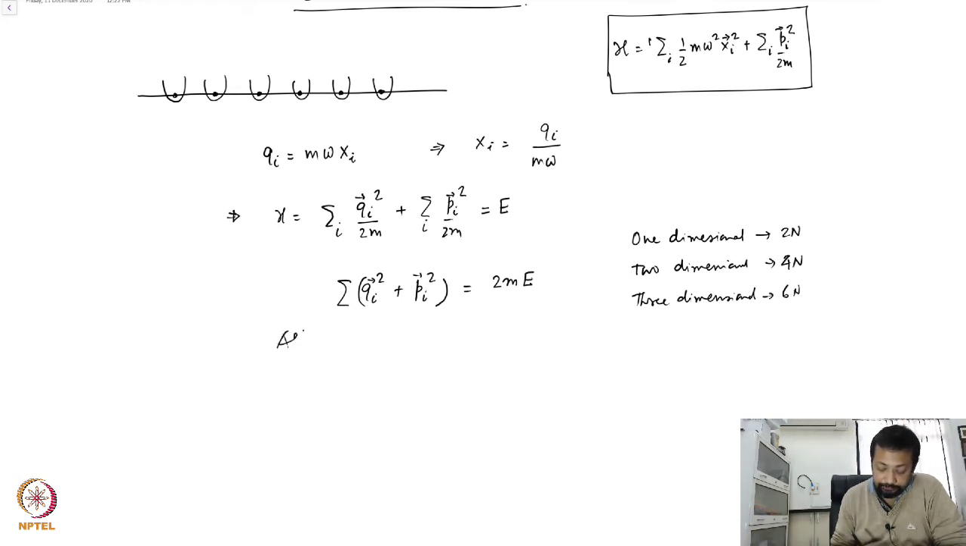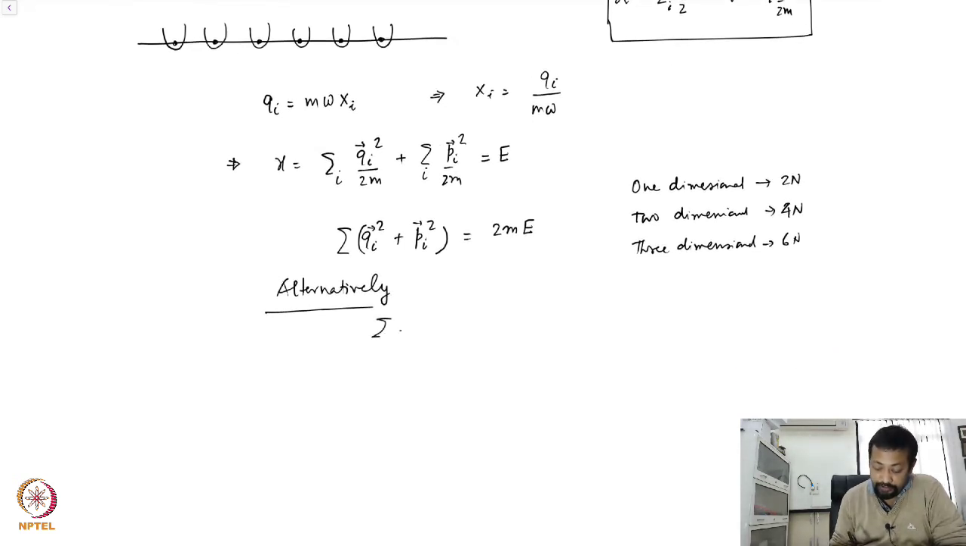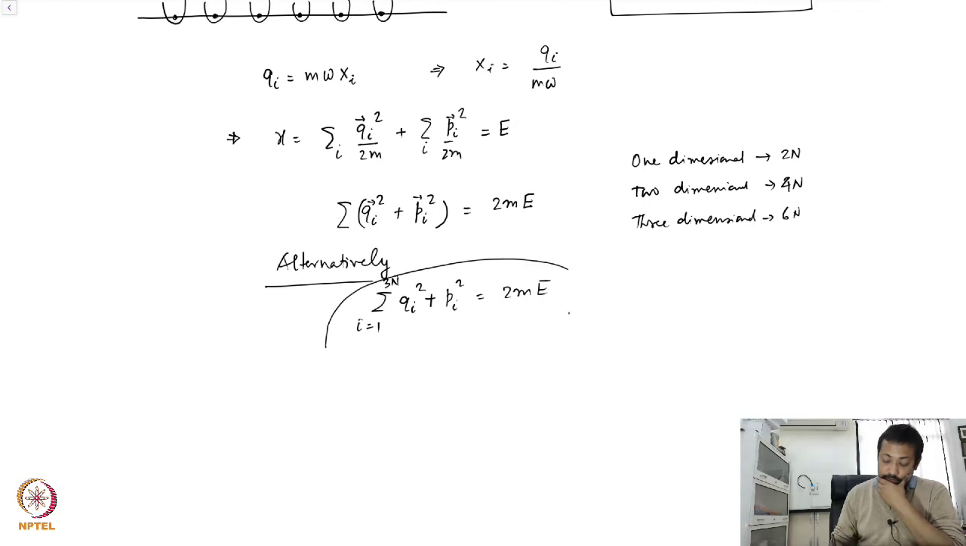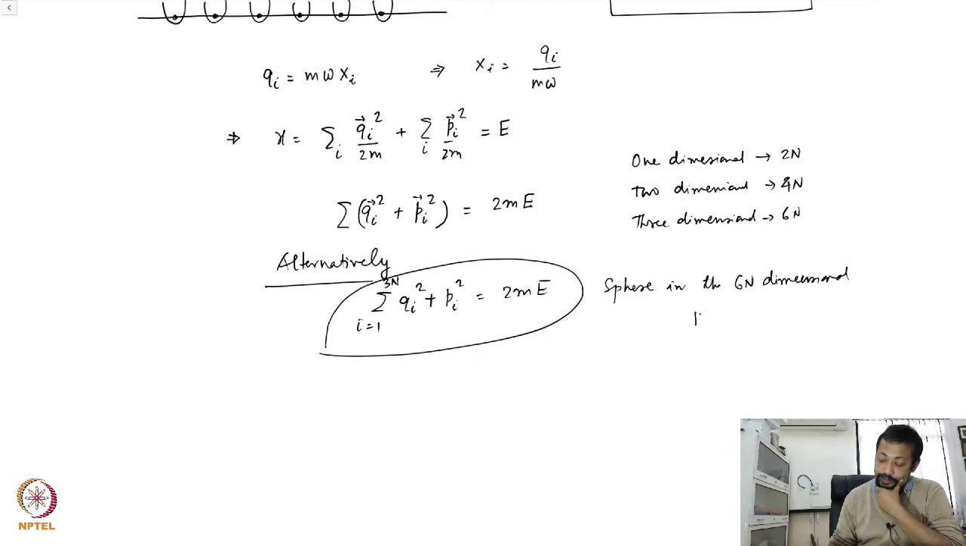Alternatively, if you want to avoid such confusions, you can simply say Q_i squared plus p_i squared is equal to 2mE, where i is equal to 1 to 3N. That's all. Good. Now, you see, this is a sphere in the 6N dimensional phase space.